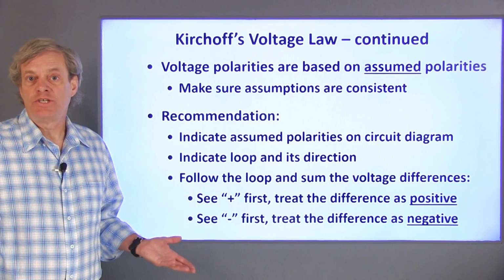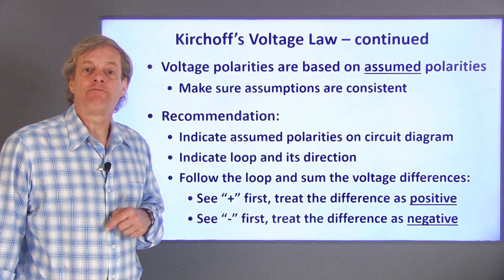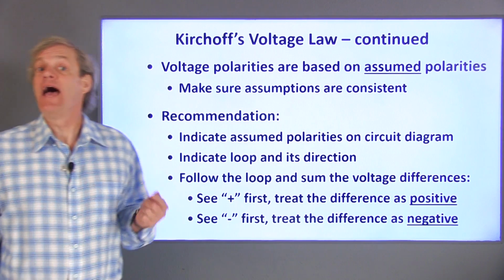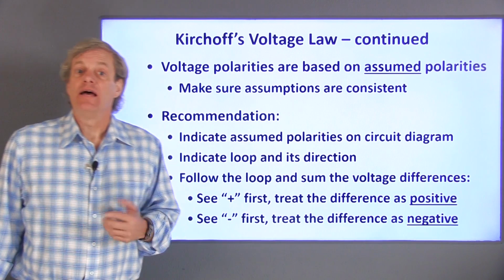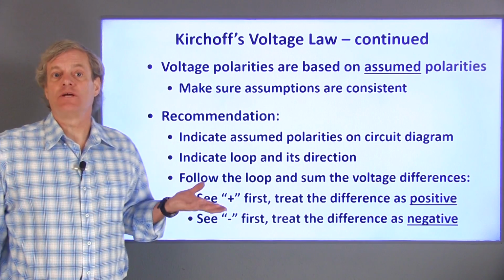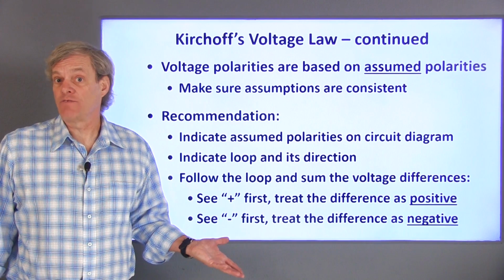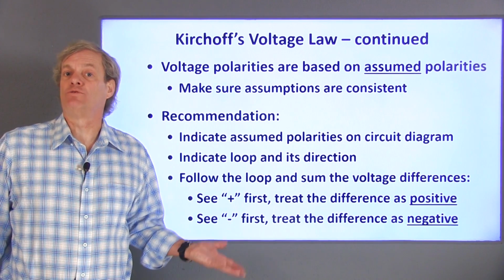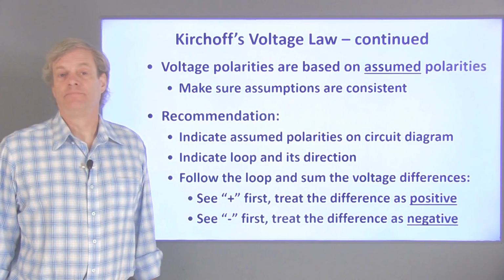When you encounter a voltage difference, if you see a negative sign first, subtract that voltage. If you see a positive sign first, add that voltage difference. As long as you're consistent with your approach, all your KVL equations should turn out just fine. And the signs on the voltages you determine will indicate the actual voltage polarities in the circuit.